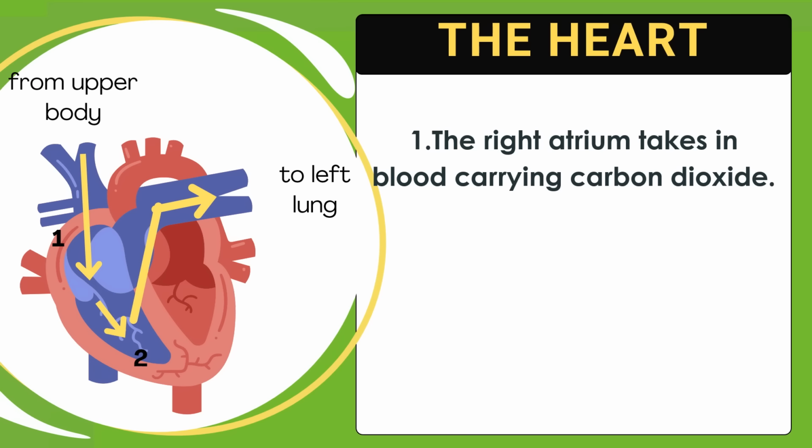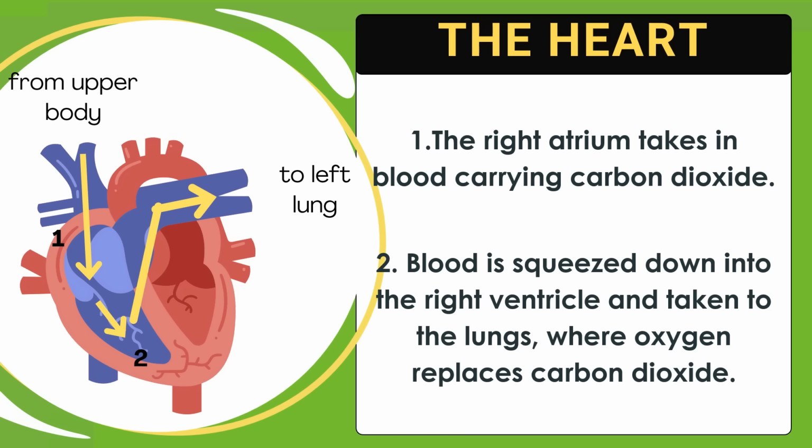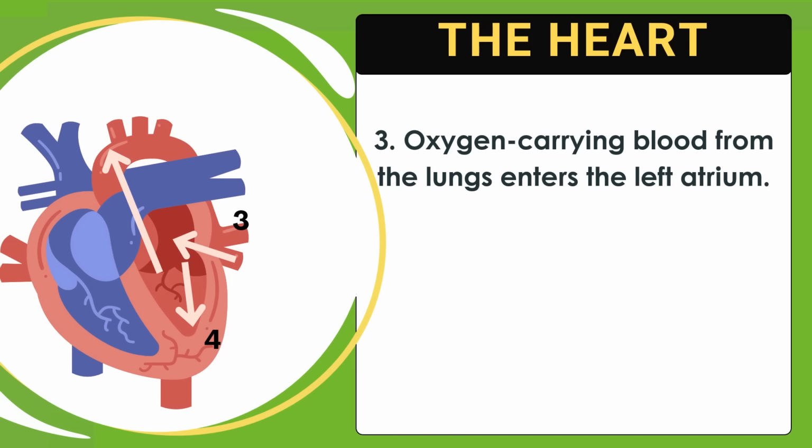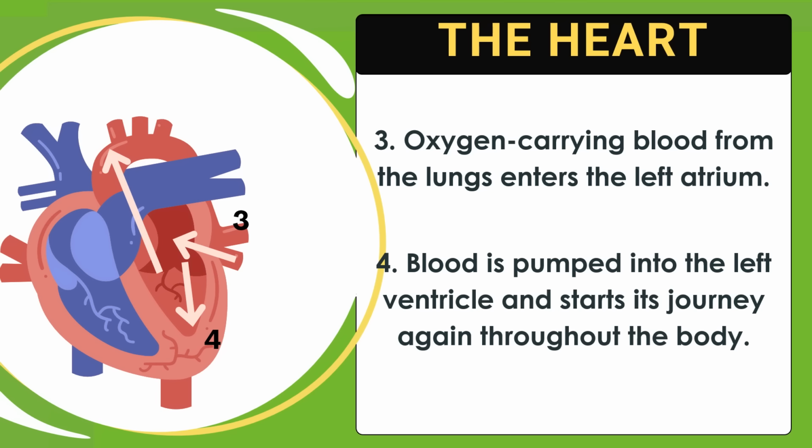First, the right atrium takes in blood carrying carbon dioxide. Second, blood is squeezed down into the right ventricle and taken to the lungs, where oxygen replaces carbon dioxide. Third, oxygen-carrying blood from the lungs enters the left atrium. Fourth, blood is pumped into the left ventricle and starts its journey again throughout the body.